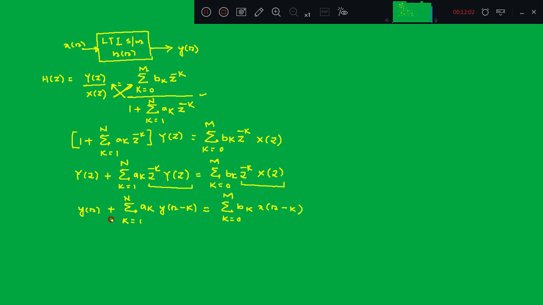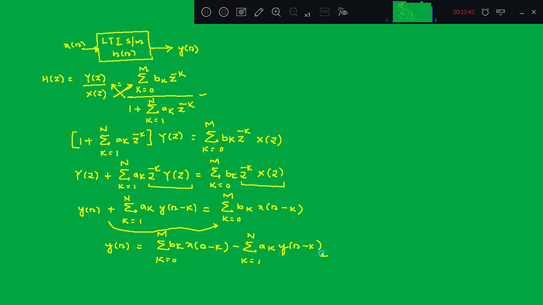What I want is to write the equation for y of n, right? So I will keep only y of n on the LHS, and the RHS part I will write first. That is summation k is equal to 0 to M, bk x of n minus k. Now I will take this term to the right side, so it will be minus summation k is equal to 1 to N, ak into y of n minus k, right?